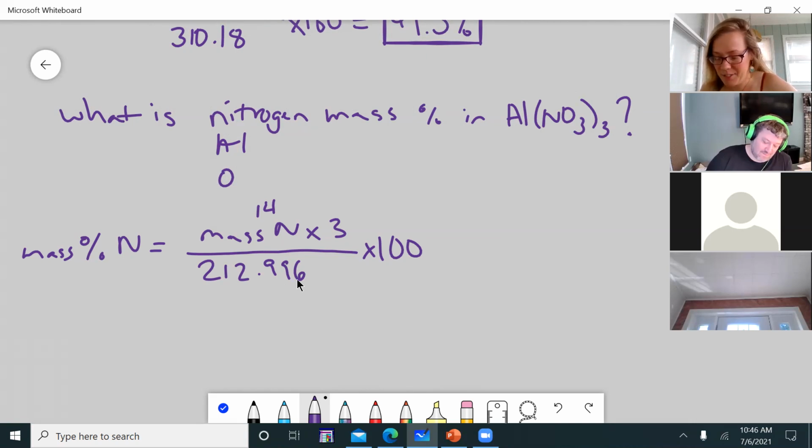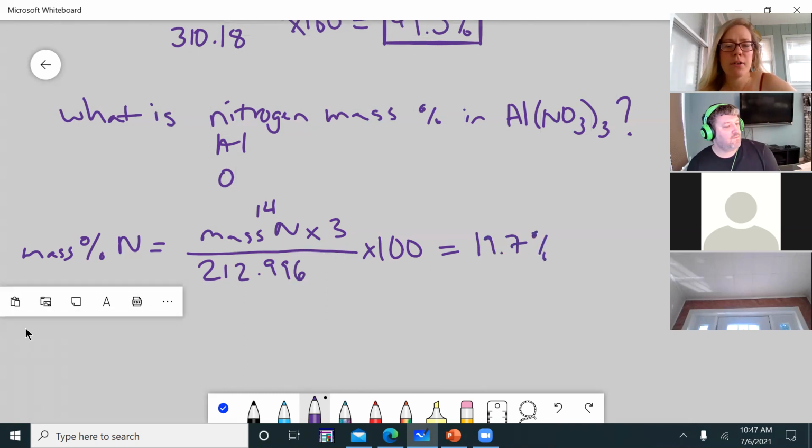So 14 times 3 of them, because you got to take into account that there's 3. If there were 2, you'd multiply by 2. And then we're going to divide it by that 212.996. If you rounded that to 213, that's okay as well. Multiplied by 100. I'm going to do just one decimal place here. So 19.7%. Now we're going to do the same thing for aluminum.